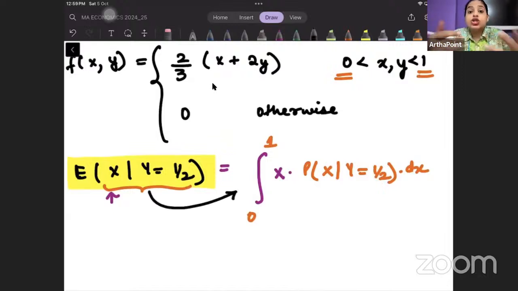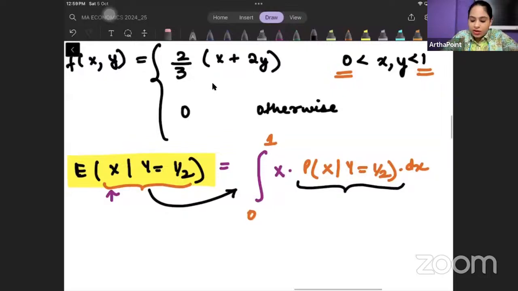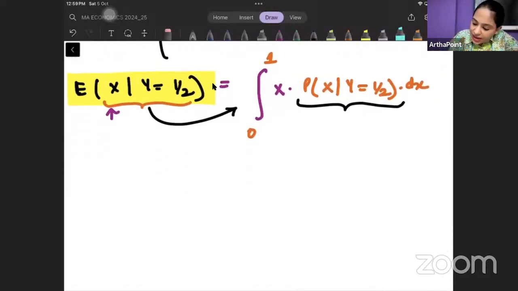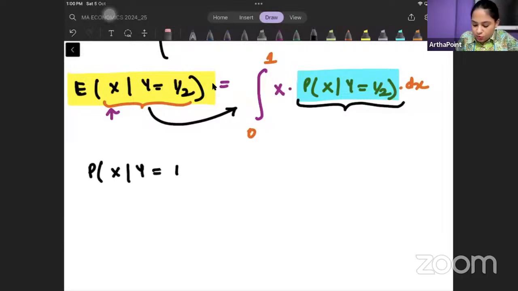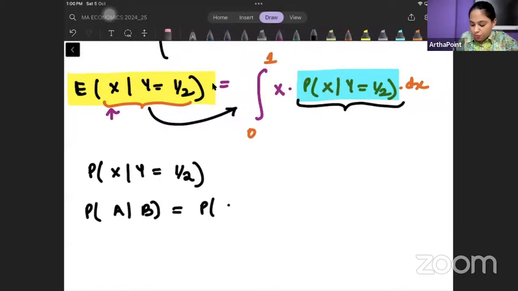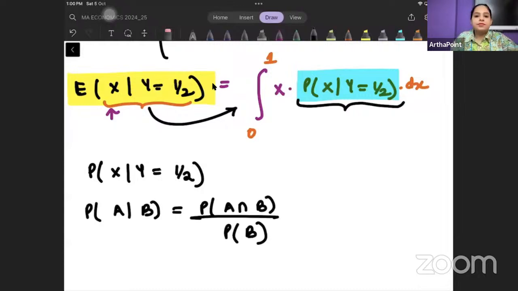Here we are finding the conditional expected value. That is why I have taken the conditional probability. Now the first thing is that I need to solve for this conditional probability. So we will find the probability of x given y equal to half. I will use the usual formula: probability A given B is probability A intersection B upon probability of B.